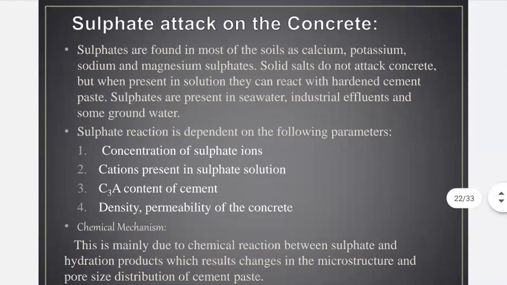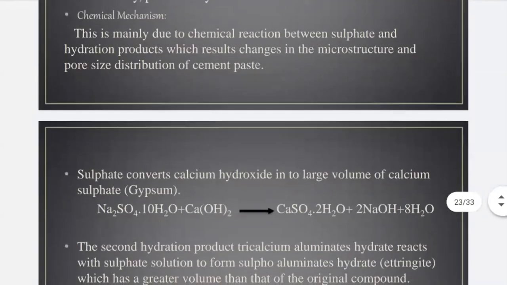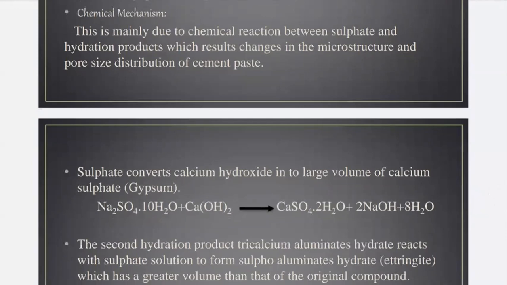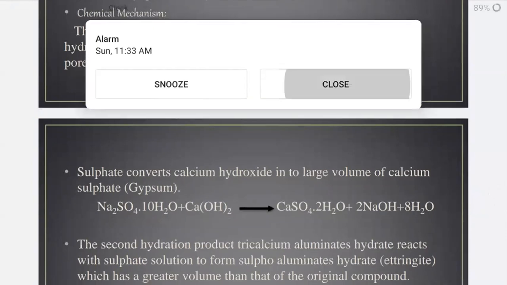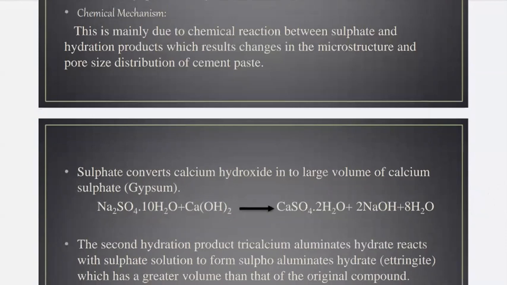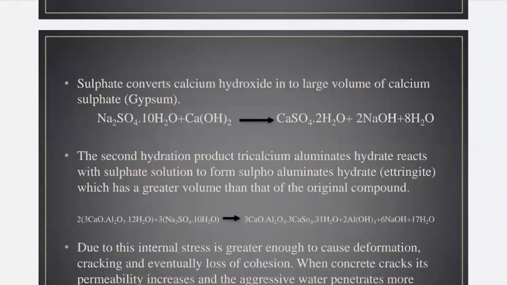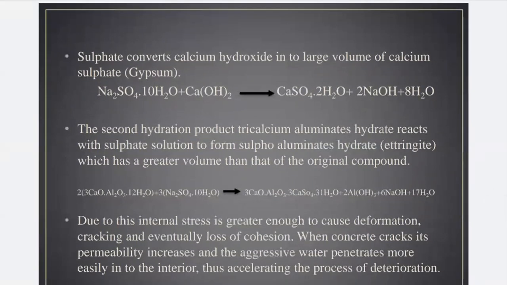So what are the chemical mechanisms we will see? This is mainly due to chemical reactions between sulfate and the hydration products. The hydration products are always there in your concrete, because concrete is made up of cement, and cement leads to the heat of hydration as soon as we add water into your paste. Sulfate converts calcium hydroxide into a large volume of calcium sulfate by this reaction. Remember this reaction: in case of any overseas structure, this type of reaction is always there.